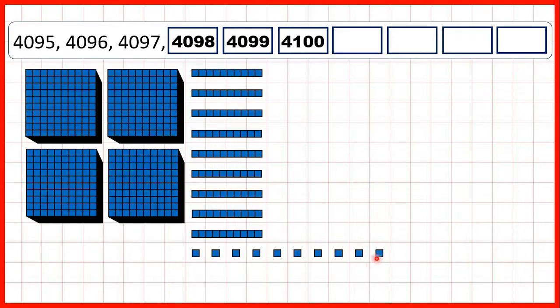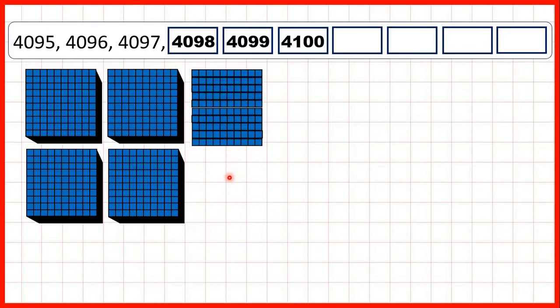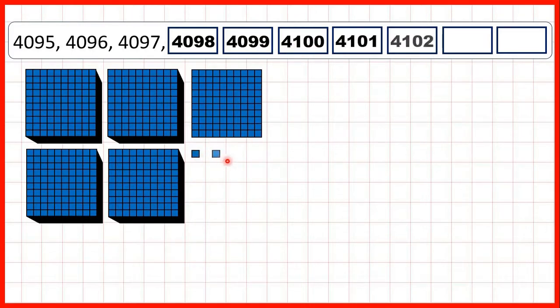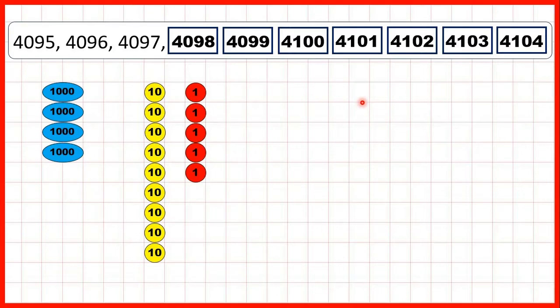4099, then 4100. Now this doesn't look like 4100, but notice now we've got 10 ones, and we can exchange 10 ones for one more 10. So now we've got 10 tens, but we can exchange 10 tens for 100. So that's why one more than 4099 is 4100. And then we can keep on adding ones until we get to 4104. We could also show place value counters.